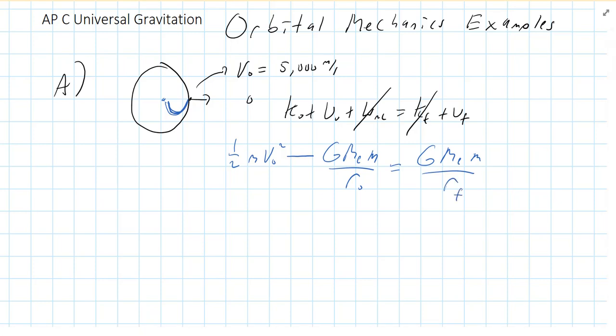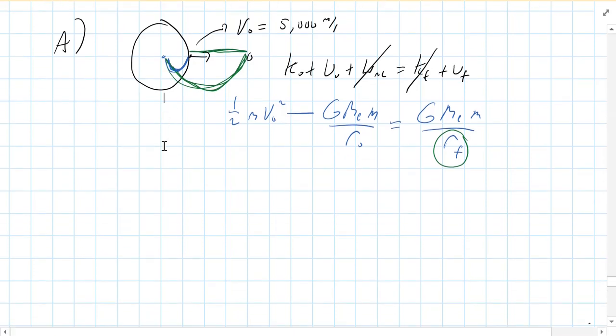Now, what we want is the height above the Earth's surface that the rock reaches. We're going to solve for r final. Once we find r final, we're just going to subtract the radius of the Earth from that to get the height that the rock gets above the Earth. One thing you might notice is the mass of the rock cancels. It doesn't matter how big the rock is.